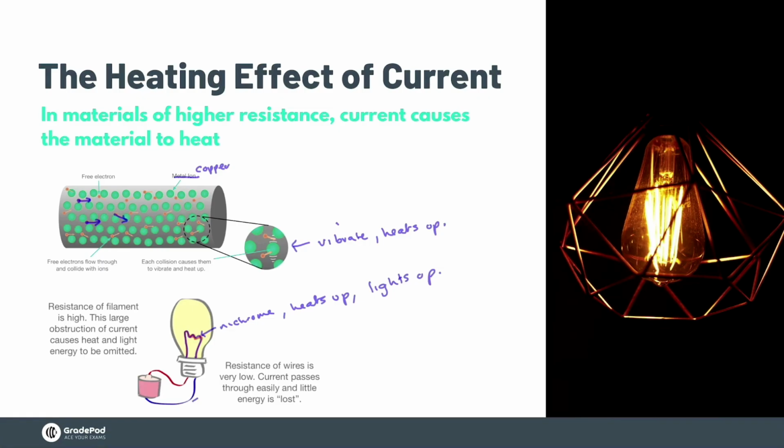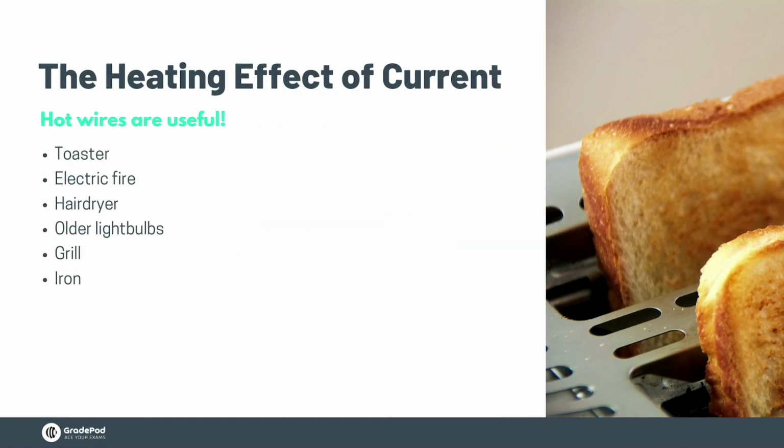But the exact opposite happens in these wires. These wires are made of copper. The electrons go through them, but it's got a low resistance, which means that the electrons flow through easier. So whilst these copper atoms do vibrate, it's just not as much as those in the nichrome. So it doesn't get as hot and it doesn't light up. We can use this for great stuff.